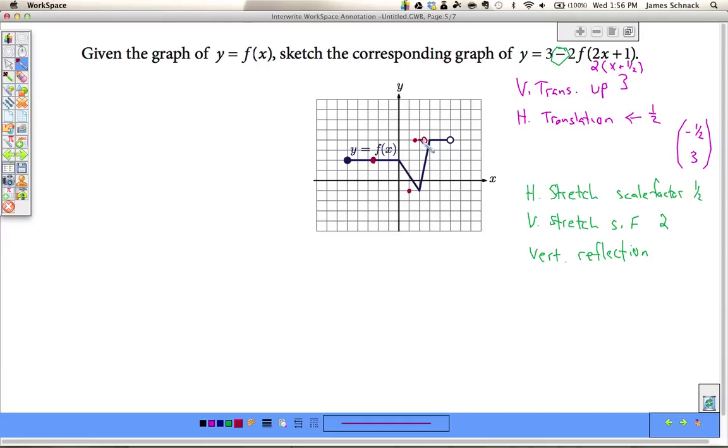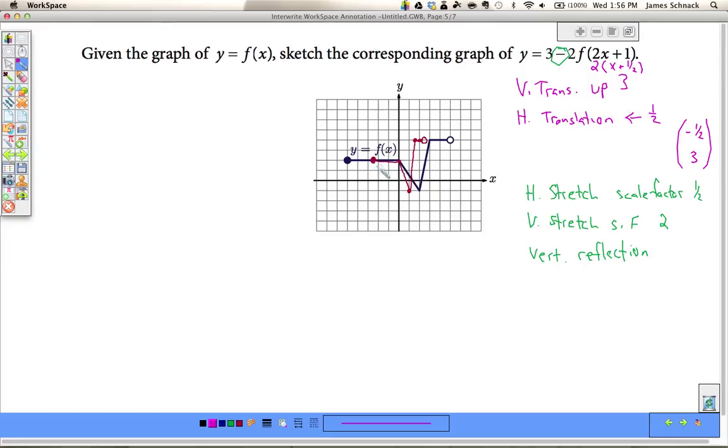So if that was the only transformation I had, we'd connect the dots and be done. This y-intercept is a stationary point. It's a fixed point under this transformation. So there's our horizontal stretch. But we also have vertical stretch and reflection. So let's move these points yet again.